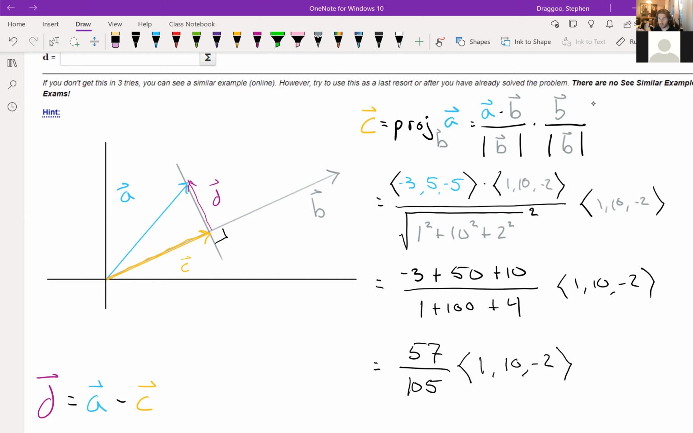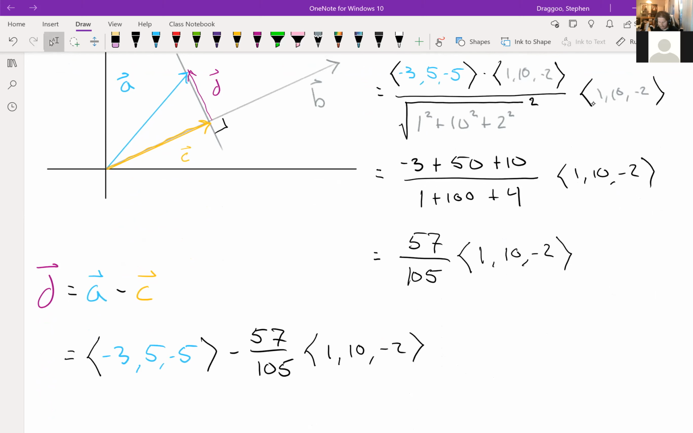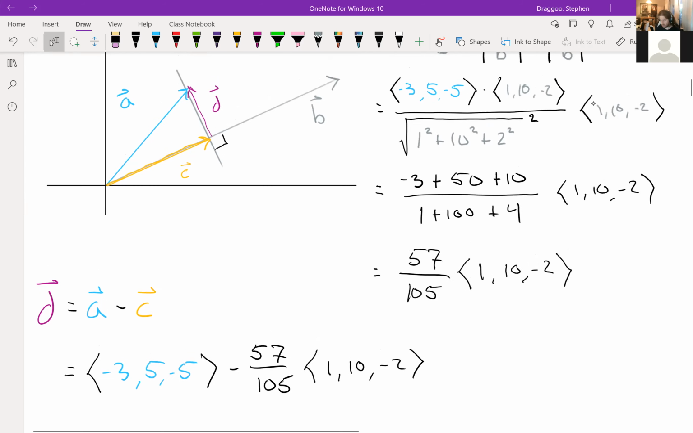So once we have our projection of A into the direction of B, so we just have that component of A that's parallel to B, I also want to come up with a component of A that's perpendicular to B. And if C and D add together to get A, that means that orthogonal vector, the one in magenta, is just going to be the difference between A and C. So since I've already found C and I was given A, I can just take the difference to get that orthogonal vector.